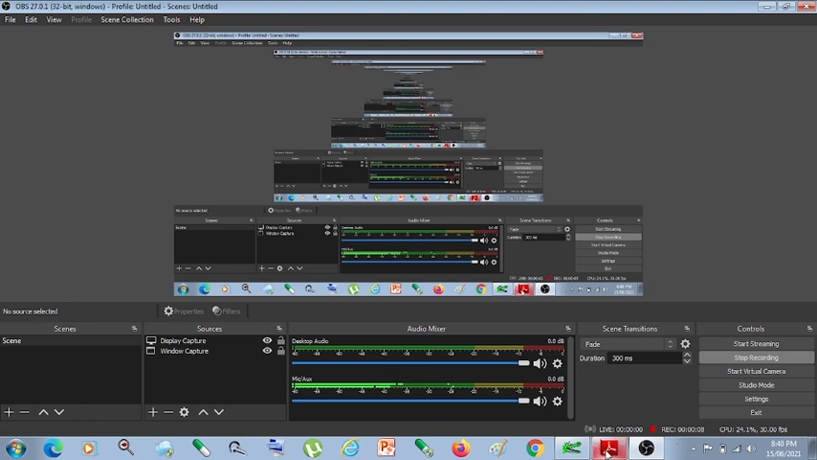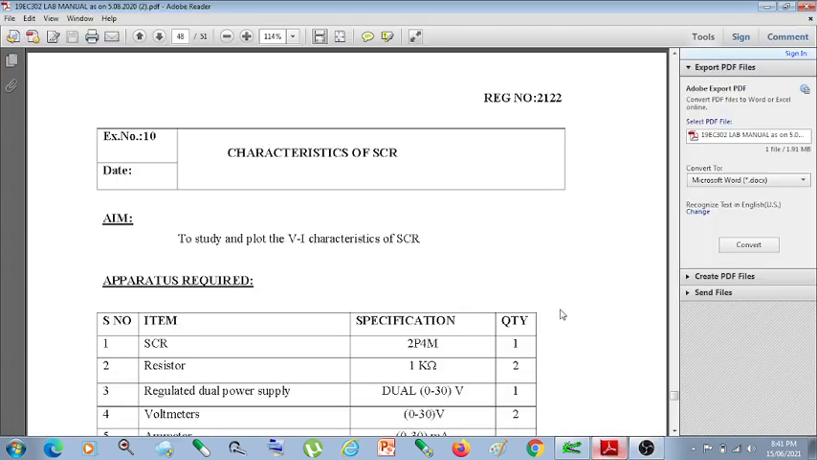Good evening all. I'm going to take you through the characteristics of SCR. The SCR is a unidirectional device, unlike a diode. The family of SCR is thyristor. There are two different types, unidirectional and bidirectional.